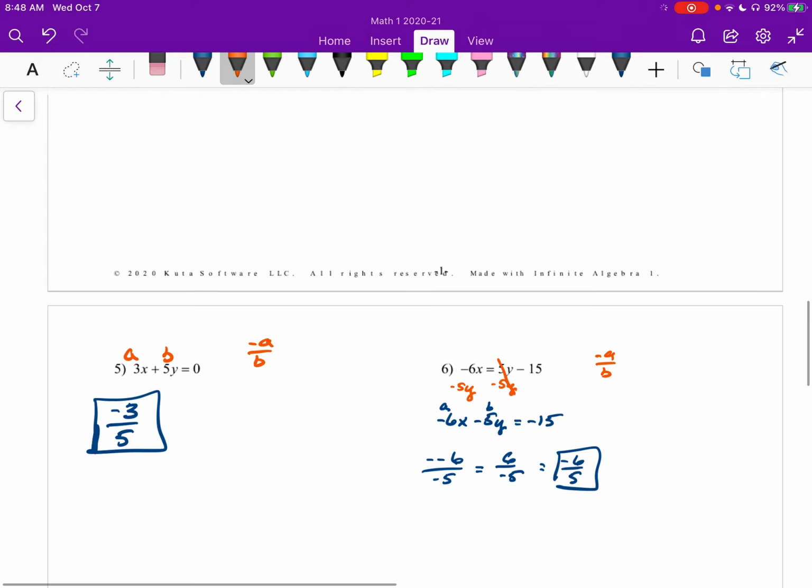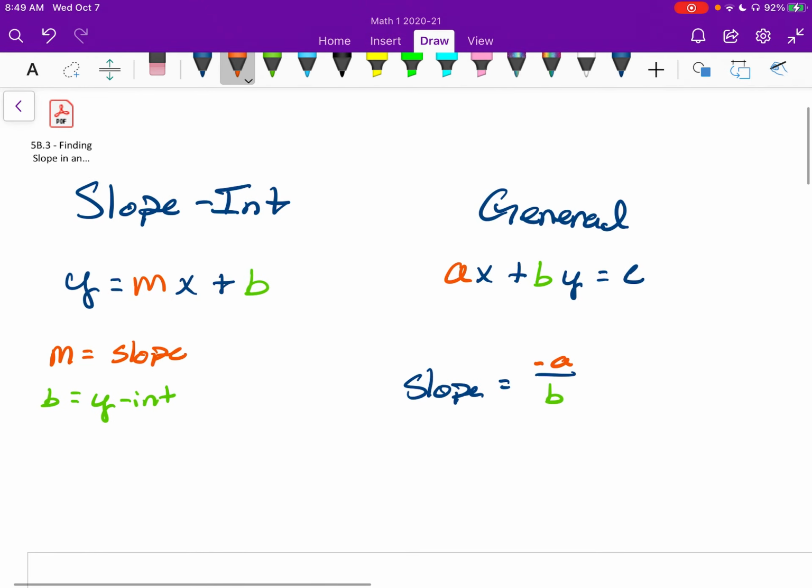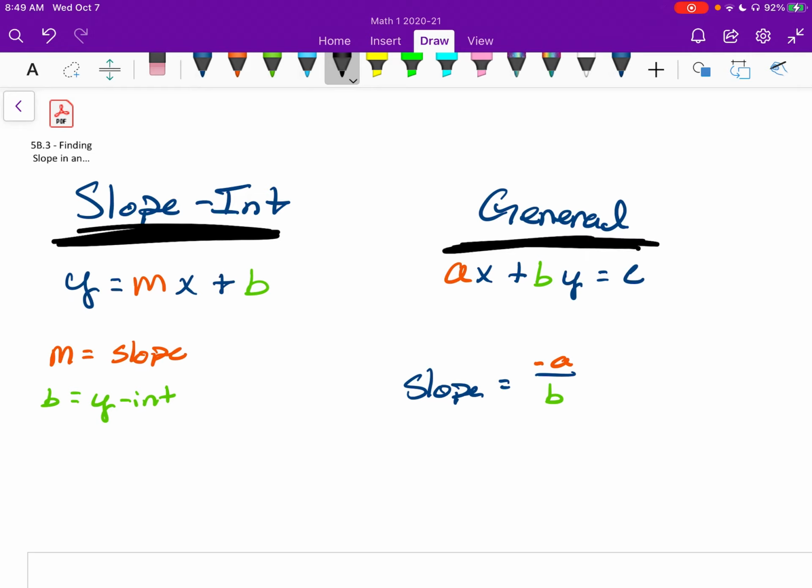Again, we need to scroll back up to the top and look at these notes here. This needs to be written down somewhere. You need to have written down that slope-intercept form is y equals mx plus b, and general form is ax plus by equals c. All right, that's it.